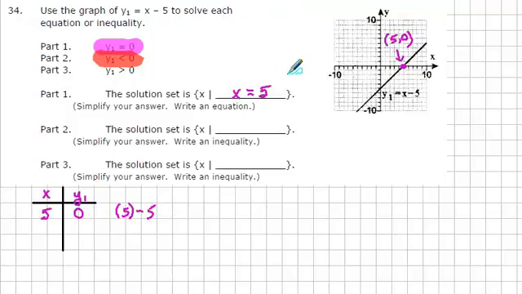Well, if a point has a y-coordinate that is less than 0, then that point has to be below the x-axis. So what we want to do is to locate all the points on the line that have a y-coordinate that is less than 0, all the points on the line that are below the x-axis. So where are all these points? Well, notice that all the points are to the left of the point 5, 0.